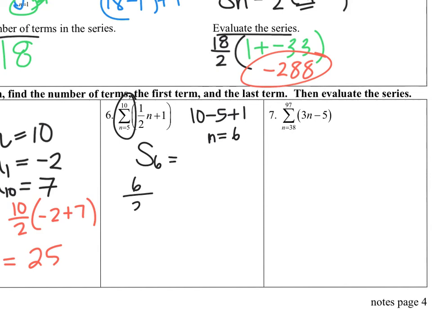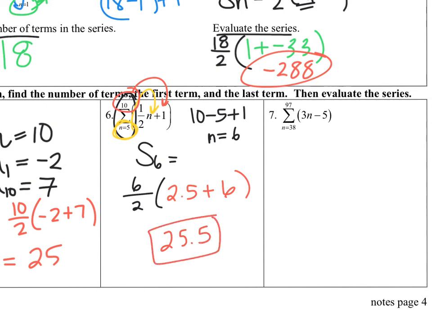So it's going to be 6 over 2 times the first term. Don't plug in 1, plug in 5. So the first term is going to be half of 5, which is 2.5, plus the sixth term, which is going to be the last term. Plug in 10. So half of 10 plus 1 is 6. So it's going to be 25.5.